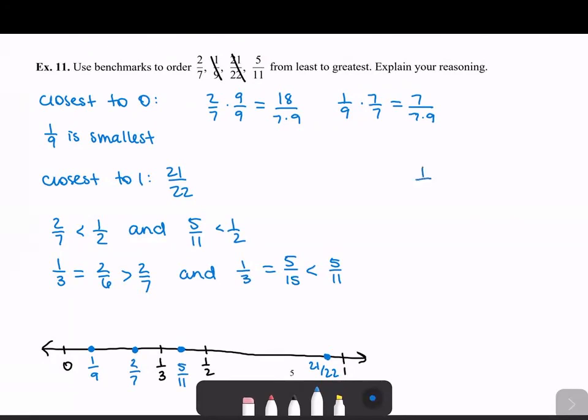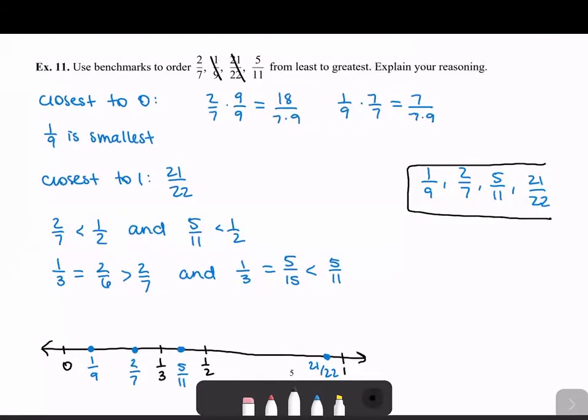Okay, so now we have our number line and we can write the order of our numbers. So the order is 1 over 9, 2 over 7, 5 over 11, and 21 over 22. And this is the order that we get. Okay, so that is how you use benchmarks. That's all for this video, and that is all for this section.